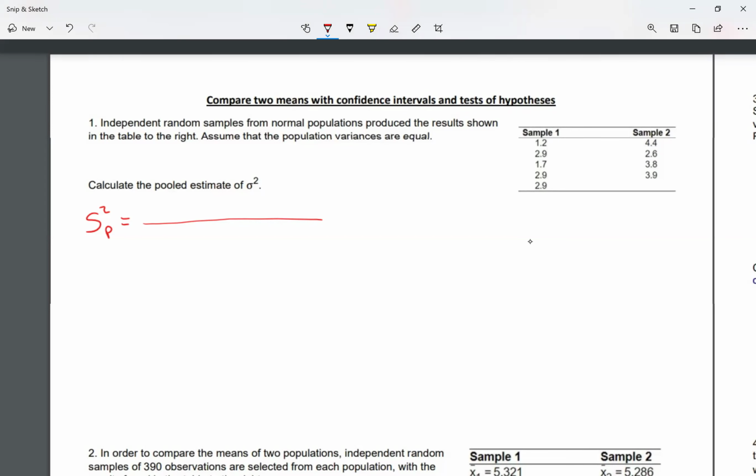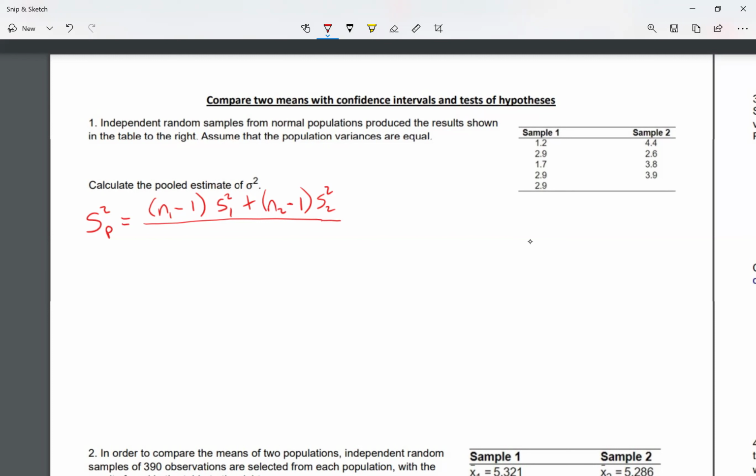To begin with, I'm going to go N1. So how many numbers are there in sample one? Minus 1. And I'm going to multiply this by the variance of sample 1. Plus, I'm going to go N2 minus 1. Remember, N2 is how many numbers we have in sample 2. And I'm going to multiply this by the variance of sample 2. And at the bottom, I'm going to divide all of this by my degrees of freedom.